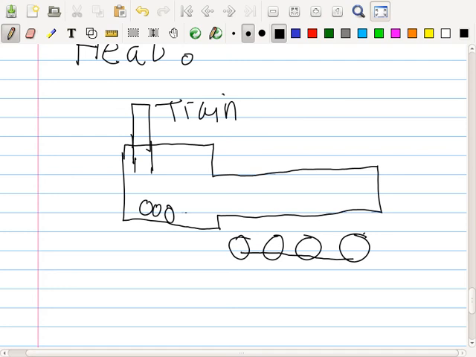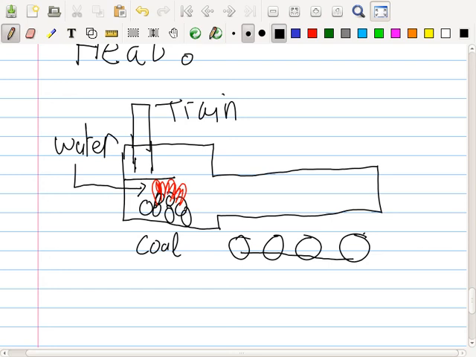Here you have your coal. You know coal? And here you have your fire. And then what happens is they put water in here. And what happens when the water heats up? It turns to steam, yeah, it turns to steam.